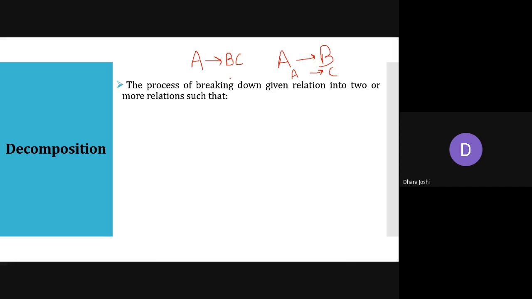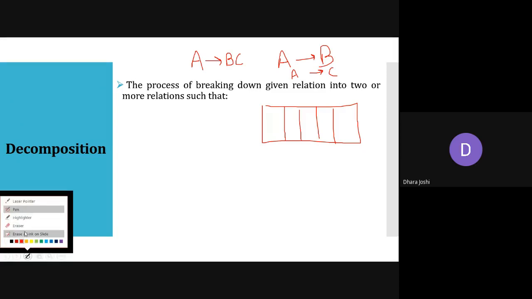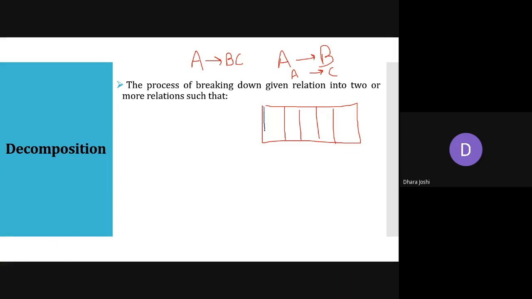But in decomposition, you can break down a relation. This relation is having 5 columns, suppose 5 attributes. So I can break it down into two different relations. This can be the first relation and this can be the second relation. Like that, I can make two relations out of one, and it is also called decomposition.